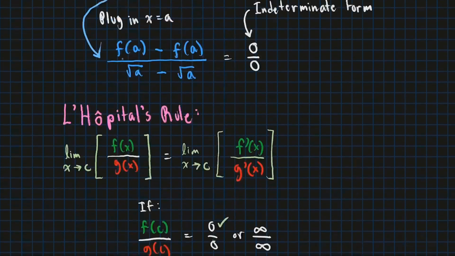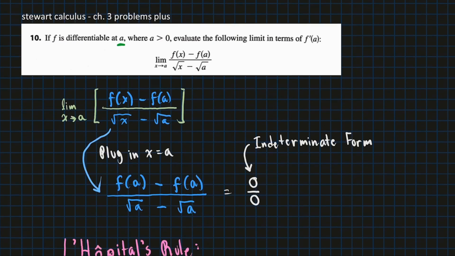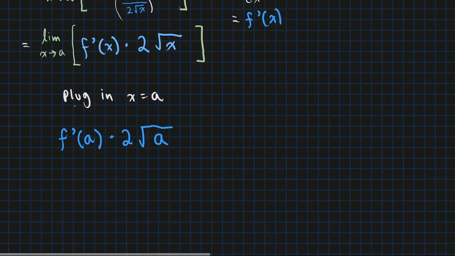This is the limit as x approaches a of f of x minus f of a all over the square root of x minus the square root of a. There's nothing else we can do with this because we don't know what f of x is. But this is what we were meant to find. f prime of a times 2 times the square root of a. That is the value of our limit.